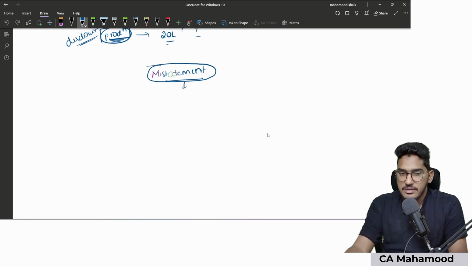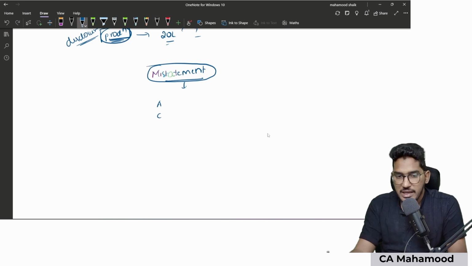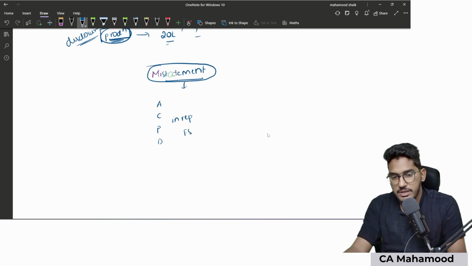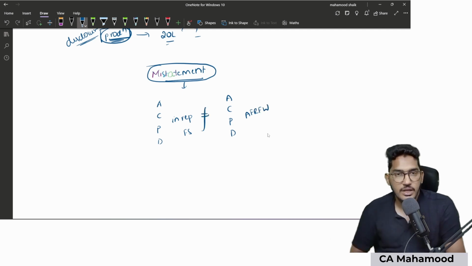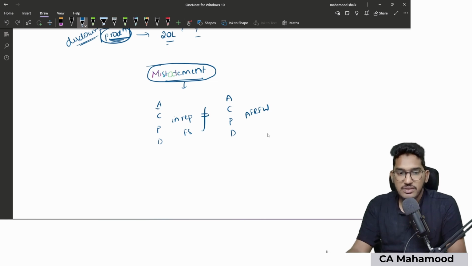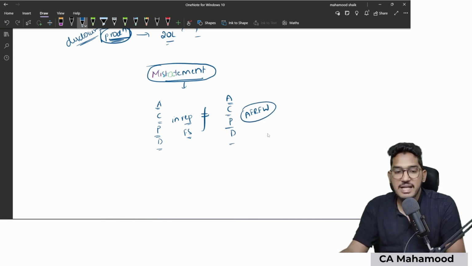It is defined something like this: a difference between the amount, classification, presentation, disclosure which is there in the reported financial statements, and the amount, classification, presentation, disclosure required as per the applicable financial reporting framework, if they are not matching. So the definition of misstatement is the difference between what is in the reported financial statements and what is there as per the applicable financial reporting framework.